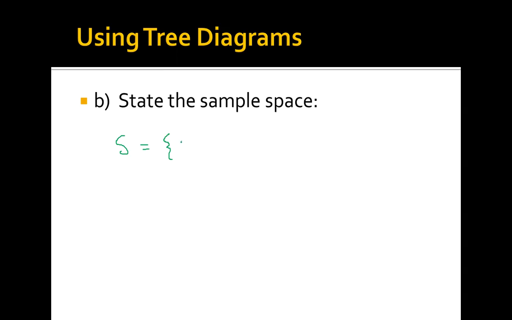For the blanket, it could be blue, and then the hat could be blue, or we could have had a blue blanket and a white hat, or a green blanket, blue hat, green blanket, white hat, and then finally a white blanket, blue hat, and a white blanket, white hat. So those are the 6 options. Again, the number of elements in the sample space is equal to 6.